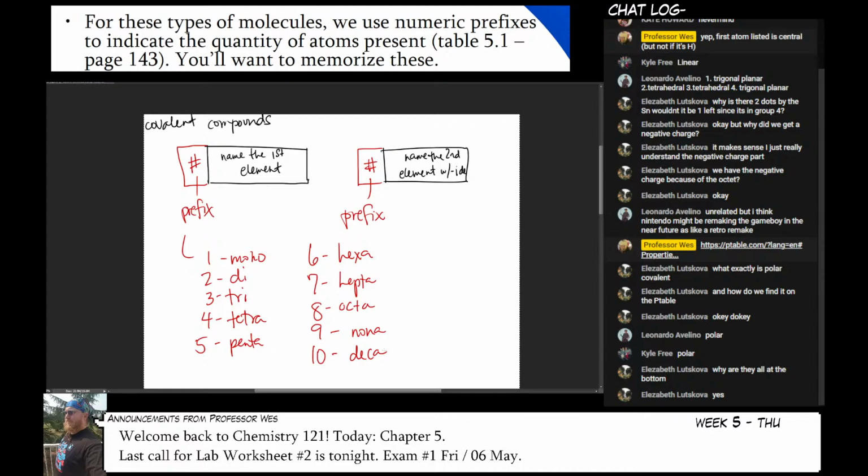All right. So we're going to name things just by dropping the number prefix into the appropriate box as we see these numbers. And then you just name the first element, name the second element with -ide. So no Roman numerals for covalent compounds. You use number prefixes instead.